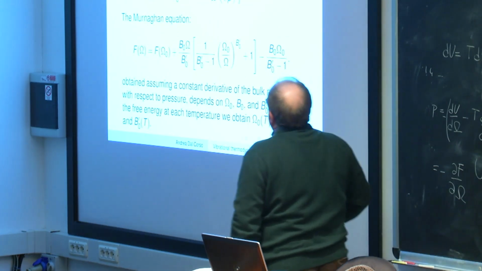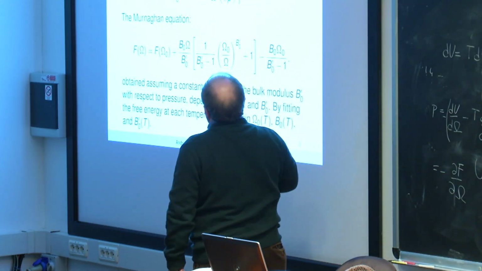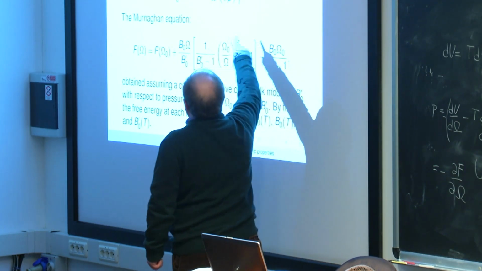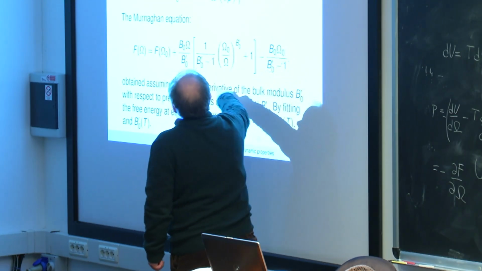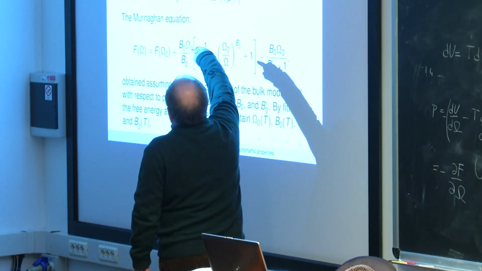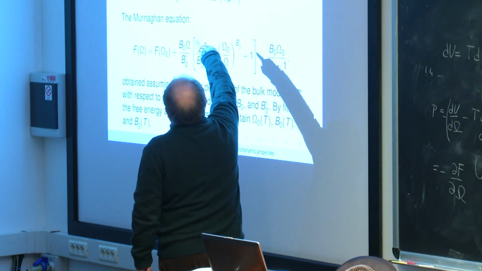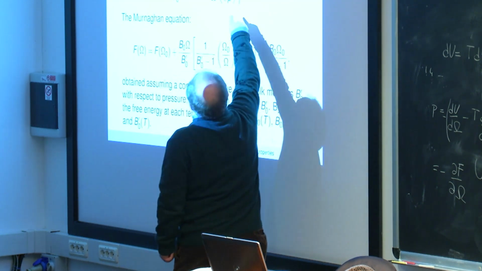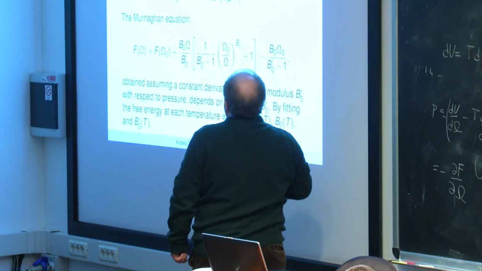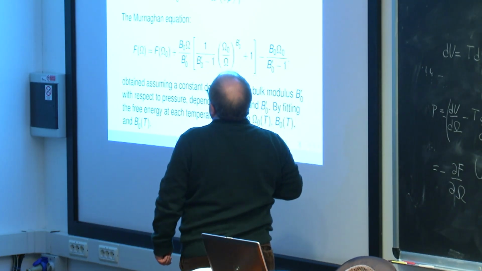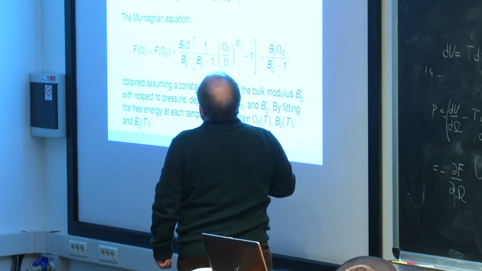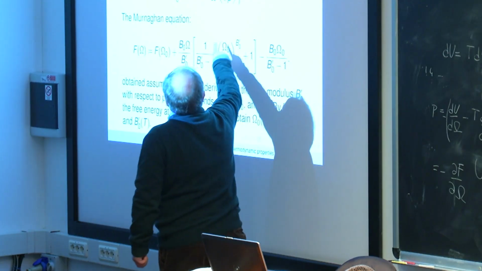So to fit the free energy as a function of the volume at a given temperature, for instance at T equals 0, one can use a Murnaghan equation, which is an equation of state obtained by introducing the bulk modulus, that is the inverse of the compressibility. Compressibility is how much the volume changes when you apply a pressure, divided by the volume. And its inverse is called the bulk modulus. If you assume that the bulk modulus has a constant derivative with respect to the pressure, you obtain an equation of state like this.